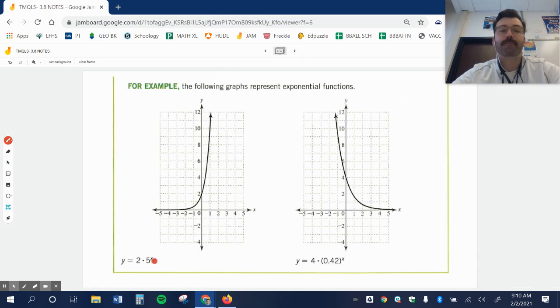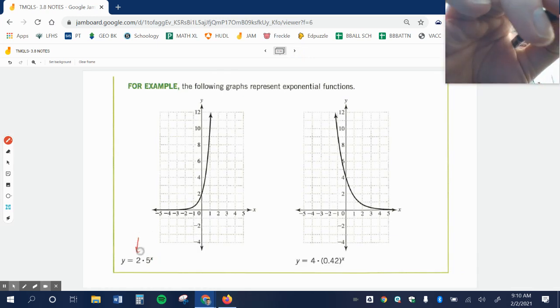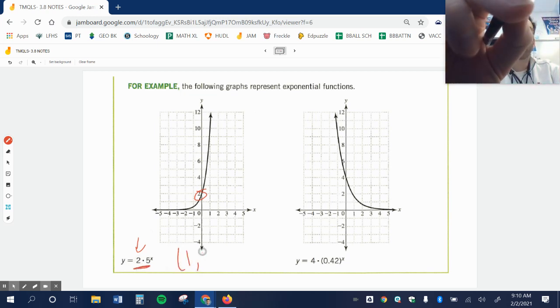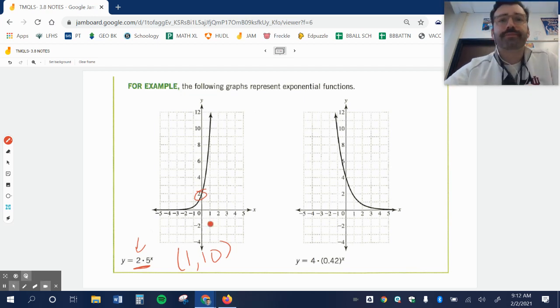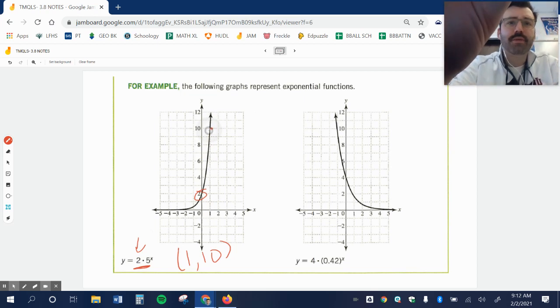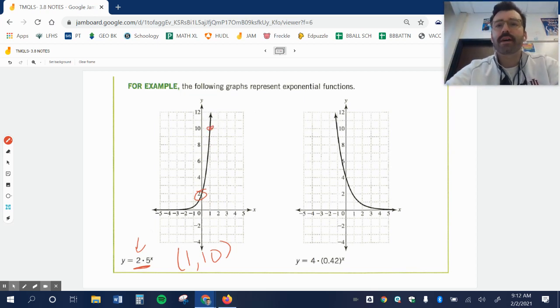Let's look at one. So I have 2 as my starting value here. 2 times 5 is going to be 1 comma 10. Does that hold true? Yes, it does. We see here that 1 comma 10 is actually a point there, and it's going through that. Now this one's going to be a little bit tougher to see. We could see that 4 is the starting value of our y. If I do 4 times 0.42, I get 1.68.